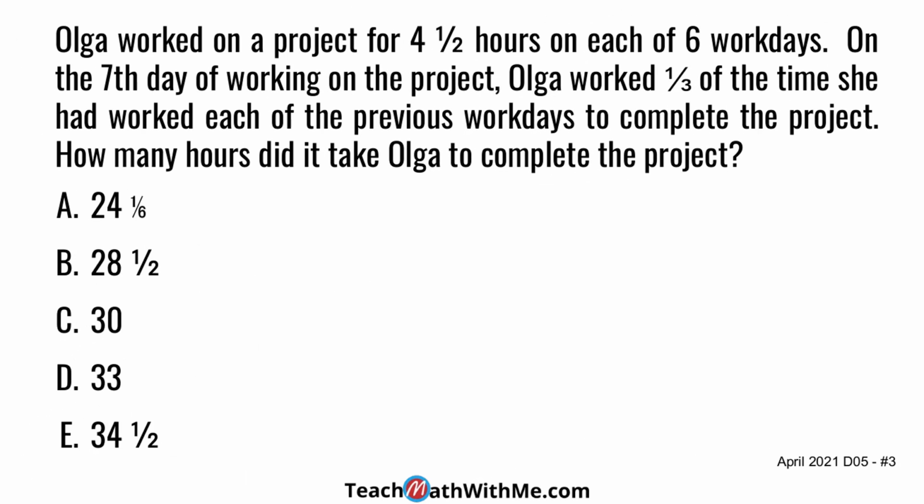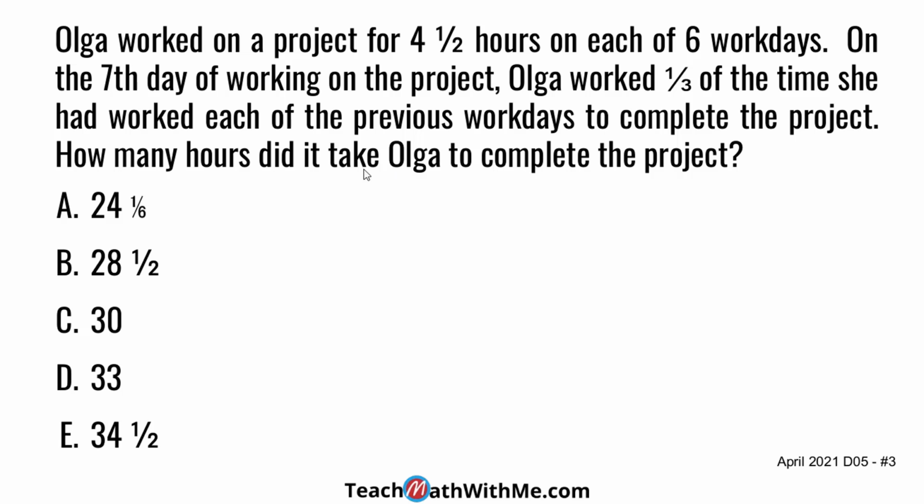Let's work this April 2021 Math ACT question. It's number 3. It said Olga worked on a project for 4.5 hours on each of 6 work days. On the 7th day of working on the project, Olga worked 1/3 of the time she had worked each of the previous work days to complete the project. How many hours did it take Olga to complete the project?